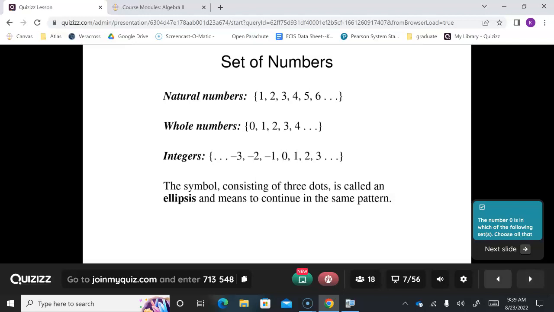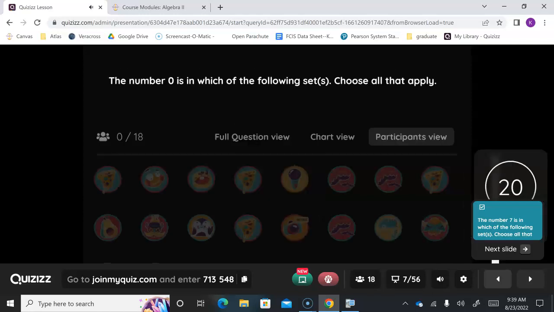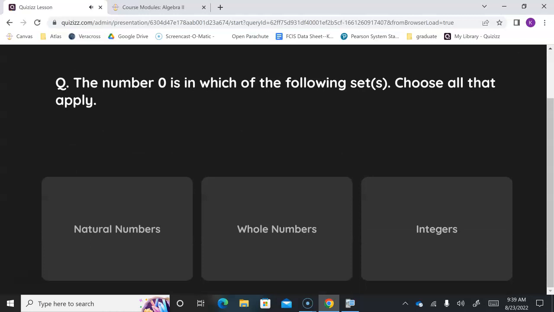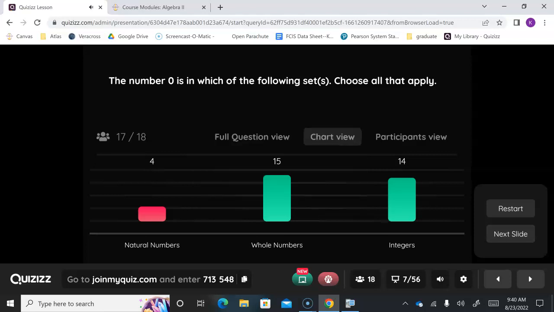Okay, so let's look at a couple sets. So we're going to start with the number 0. And I want you to tell me which sets it is in. Choose all that apply. What set or sets is 0 in? Is 0 a natural number, a whole number, and or an integer? Alright, pretty good. It is both whole and integer. But remember, 0 is not in the natural set. Natural starts at 1, whole starts at 0.